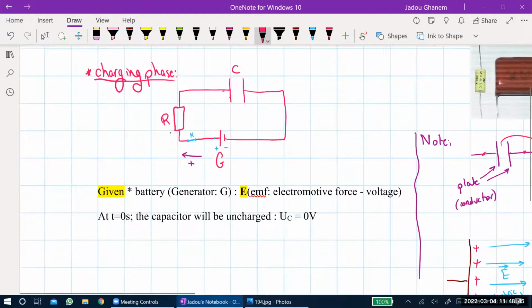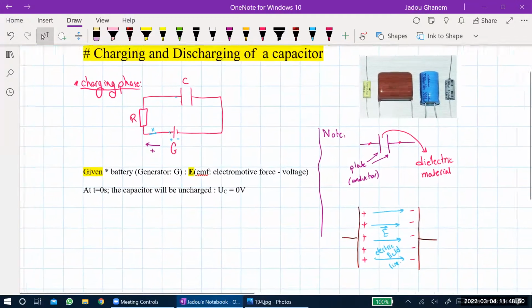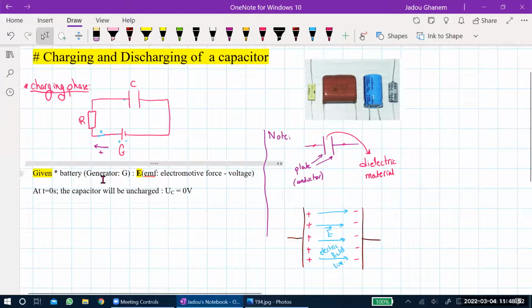Okay, what we care about, I'm going to write it here so that you can keep the important information in your mind and in your copybooks. So we said the important point is that at t equals 0, initially the capacitor will be uncharged. At t equals 0, the capacitor is uncharged, and the voltage of the capacitor will be 0 initially.